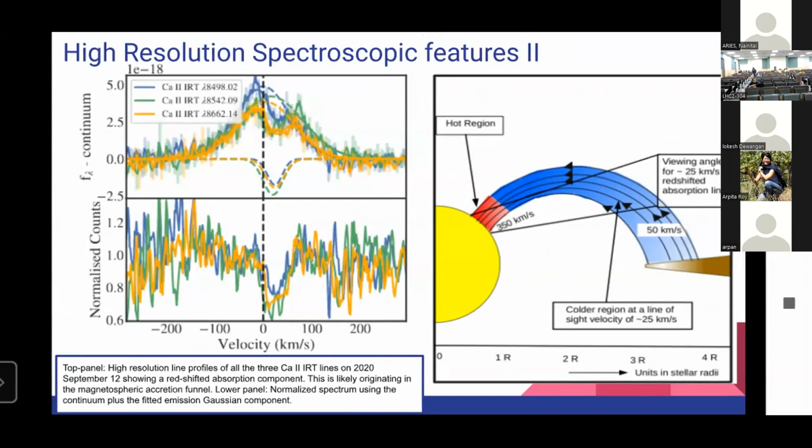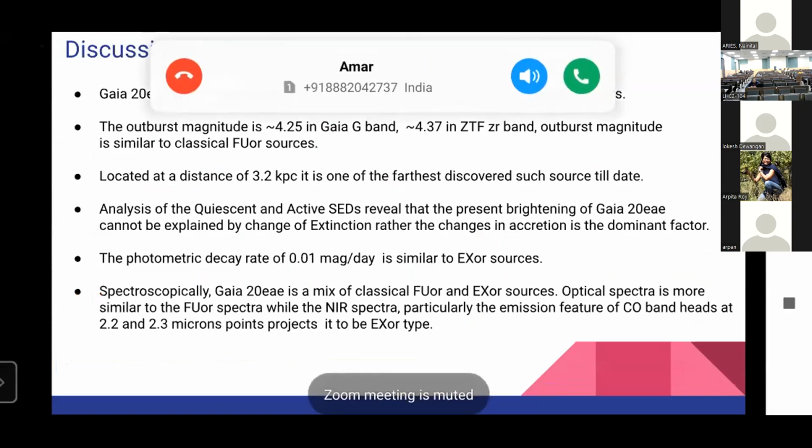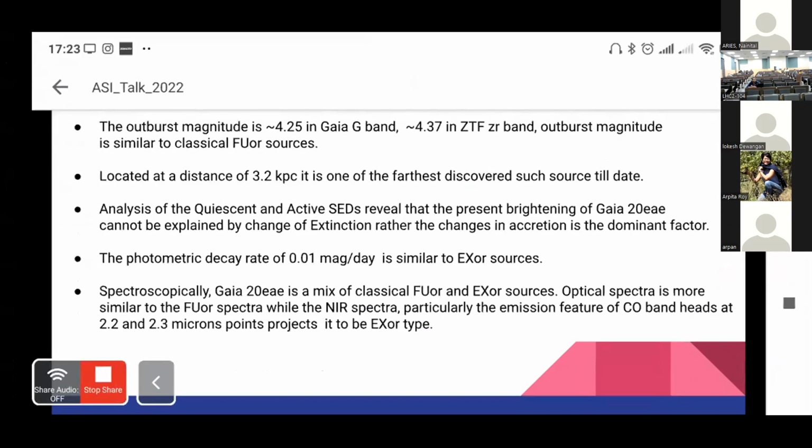Okay, I'm on the last slide. So this can only be explained by saying that we are at some vantage point, looking through these accretion funnels that are coming from the base of the disk to the polar regions, as shown in the cartoon diagram alongside it. And these are the main findings of our source.